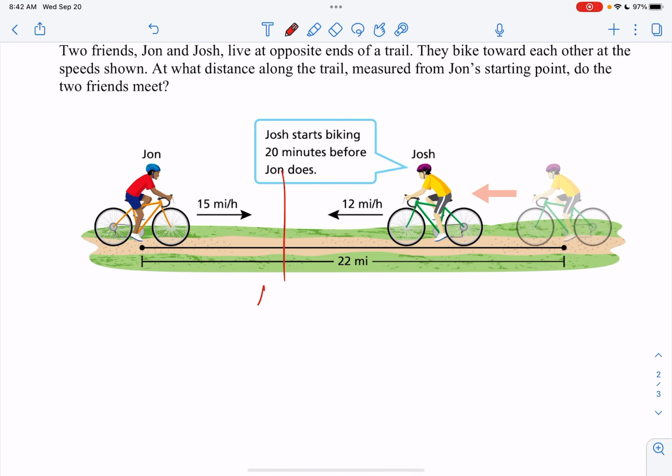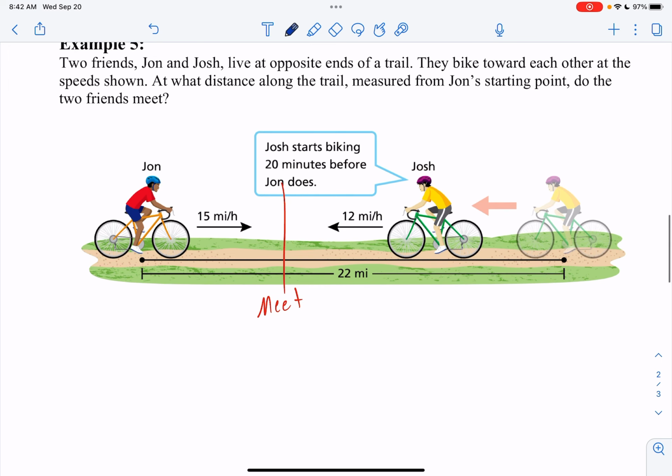They're going to meet at some point here in the middle. And Josh will have biked for a longer amount of time, but he might not have biked farther because he's going slower. Okay, so I'm just working through and thinking through this problem to see what's going on. So we want to know what distance along the trail, measured from John's starting point. So we're looking for this distance from John's starting point. That's really what we're trying to find out.